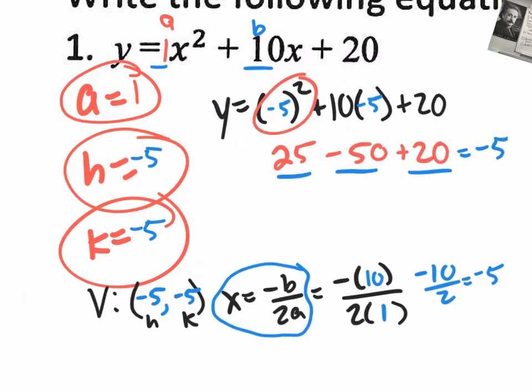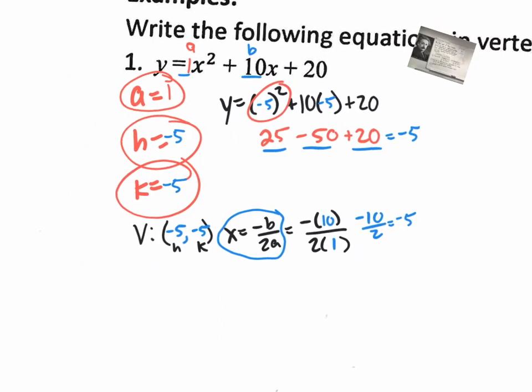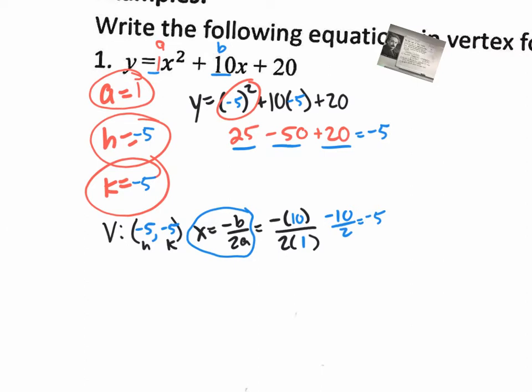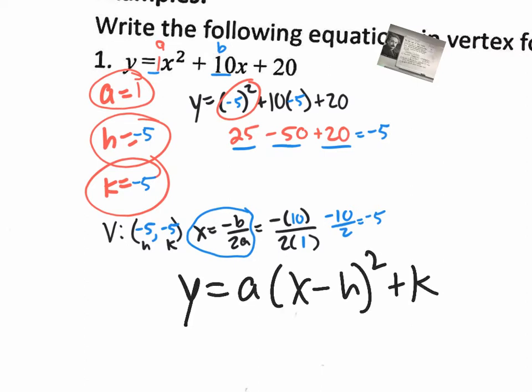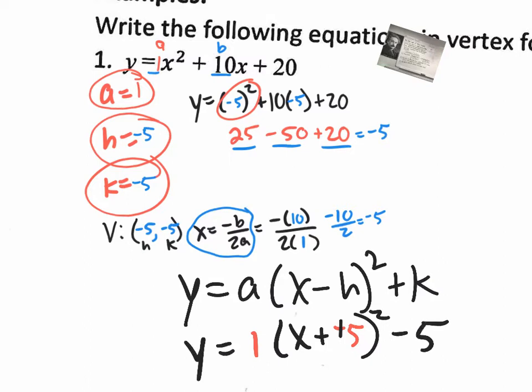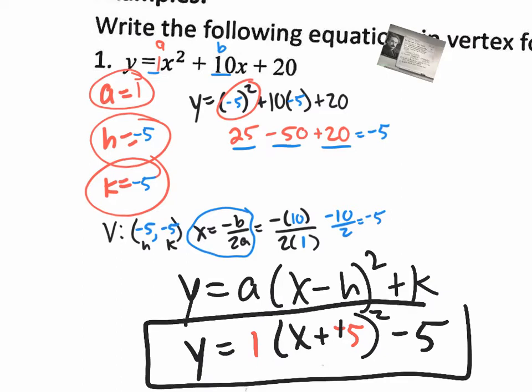So we could plug it all in to our vertex form. Vertex form is y equals a times parentheses x minus h squared plus k. All we need are those 3 things that we just found. The a value is 1. The h value is negative 5, which of course is going to become plus 5 because the minus minus changes to plus plus. And then plus k, well, the k value is negative 5, so we're just going to put a minus 5 out here. And of course it's y equals in front of this whole thing. So there's your vertex form equation.